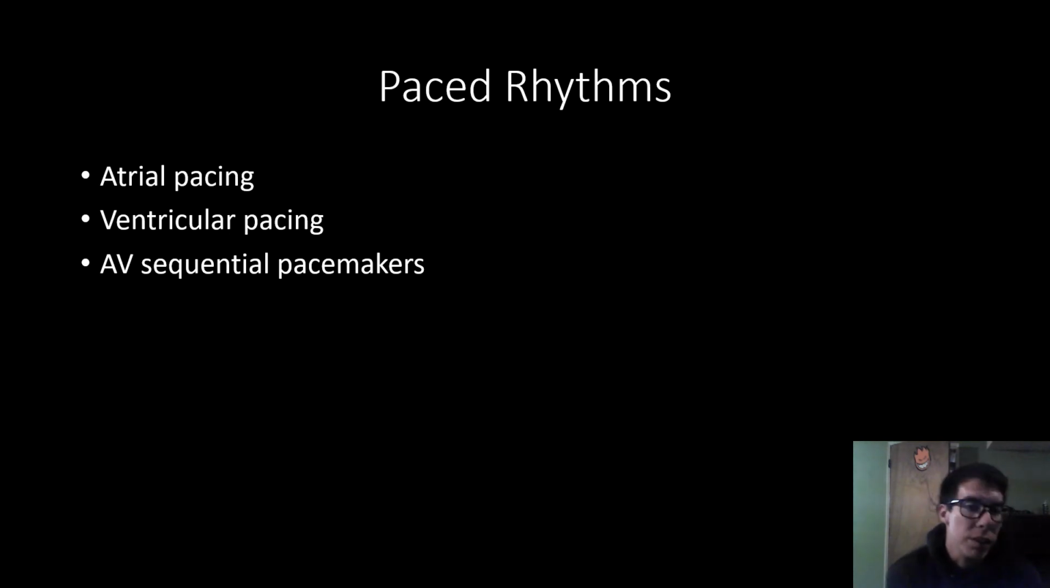Then say your SA node or atria work fine, so you don't need a pacemaker there, but for whatever reason your ventricles have issues getting the impulse through the AV node or something like that. Then you could have a pacemaker that works just for the ventricles, and that would be a ventricular pacemaker. Then you can have both. If you have issues with both your SA node or atria and your ventricles or AV node, you could have what's called an AV sequential pacemaker, which will pace both the atria and the ventricles. So now we'll take a look at what that looks like.